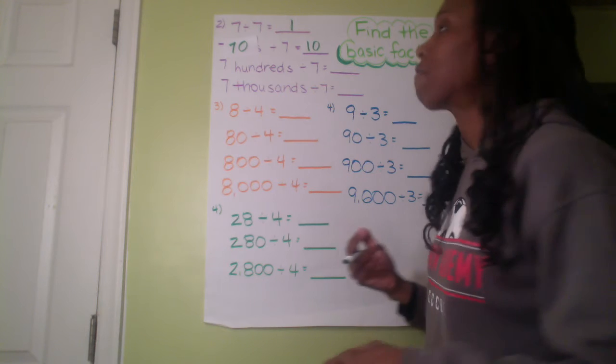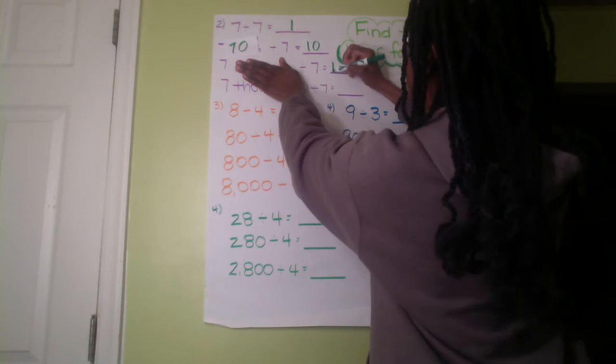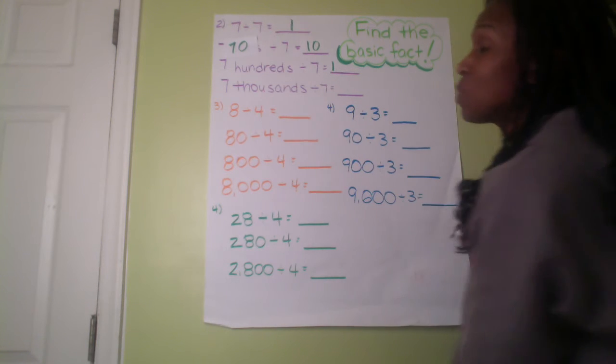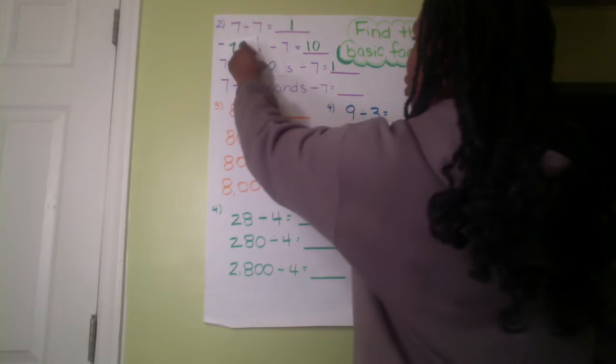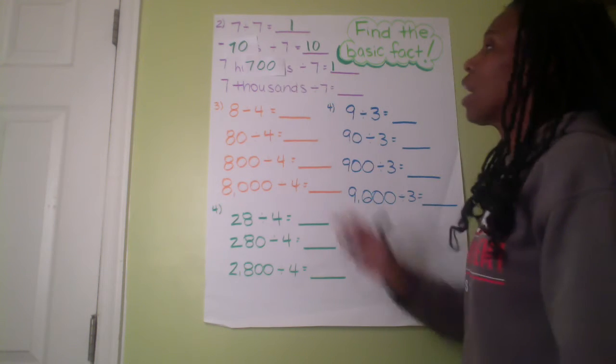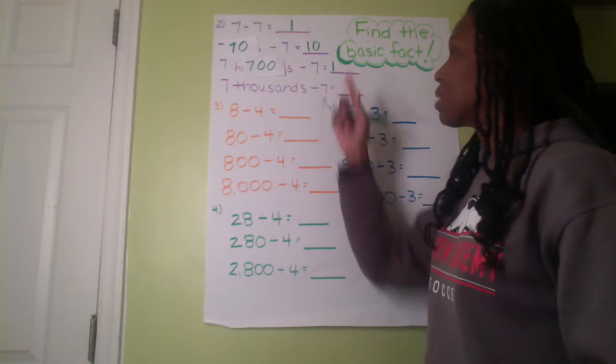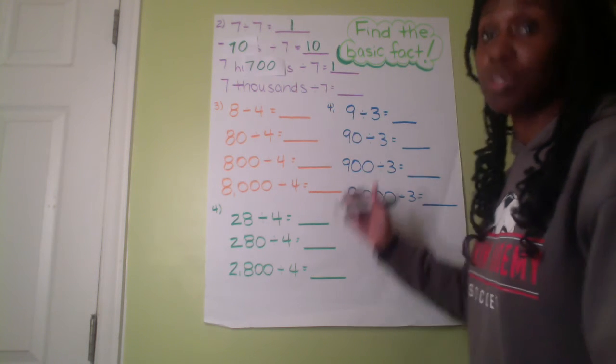Okay, the next one, 7 hundredths divided by 7. Again, find the basic fact. 7 divided by 7 is still 1. But this one says 7 hundredths. That's 700 right there, right? How many zeros do I have in 700? I have 2. So guess how many zeros I need to add in my answer? 2.